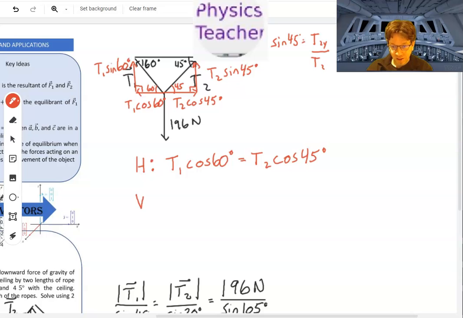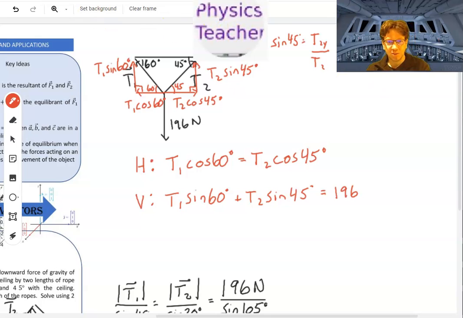And then I can come up with an equation for the vertical. So we have actually three vectors in the vertical. We have this vertical component of T1. We have this vertical component of T2. And we have the weight of the mass. So they all must balance. The two up must balance with the one down. So I can write T1 sine 60 plus T2 sine 45 must balance with that downwards 196.